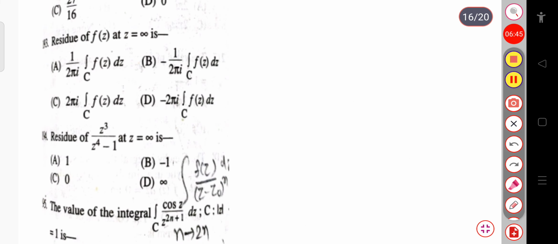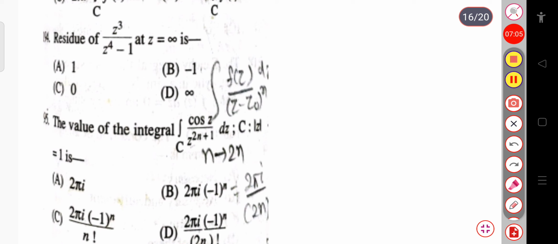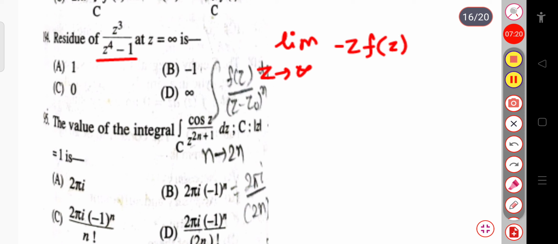Now the next question is, you have to calculate the residue of the function at z equal to infinite. Okay, so for z equal to infinite, this is equal to minus 1 by 2 pi i integration over C of f of z dz. Okay, this C means the closed contour. Now let us see the next question. You have to calculate the residue of the function, this one, at z equal to infinite. So for z equal to infinite, let us take limit z tends to infinite of minus z into f of z, that is the residue at infinite.